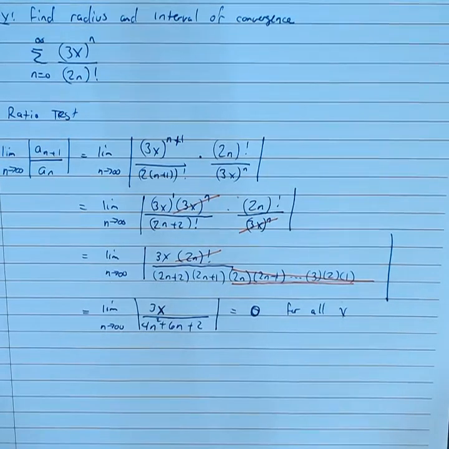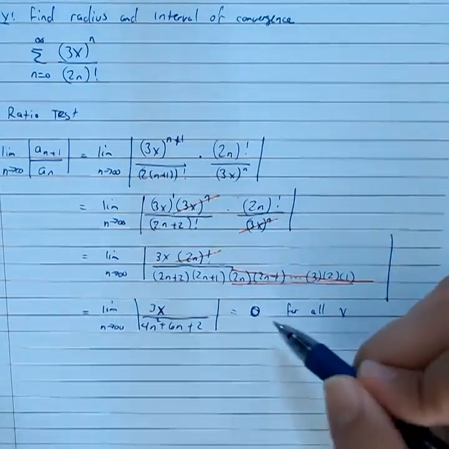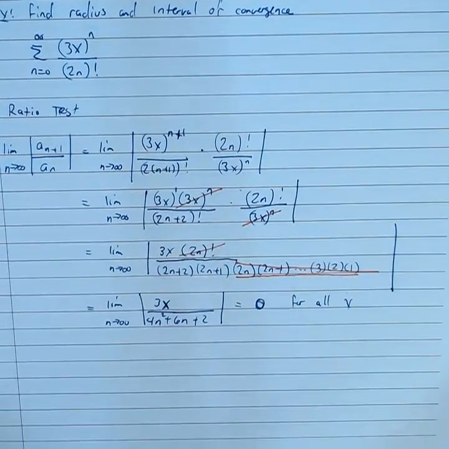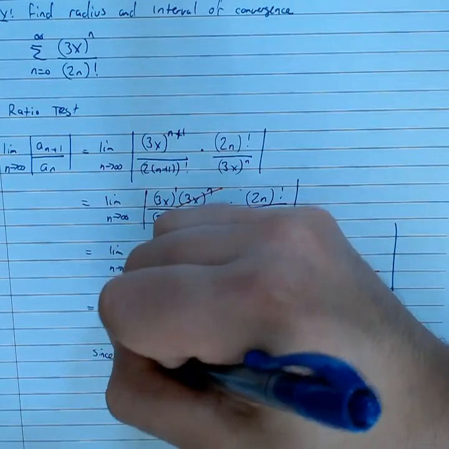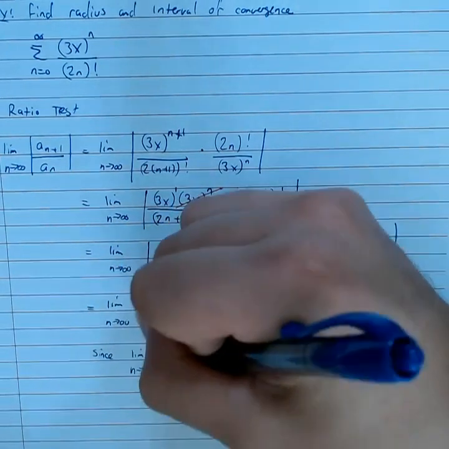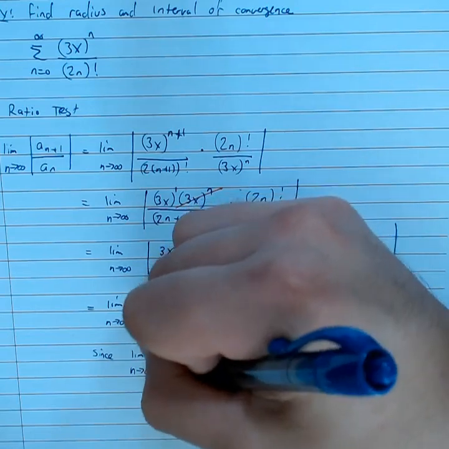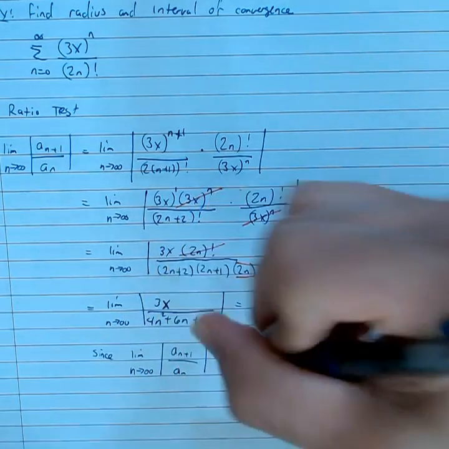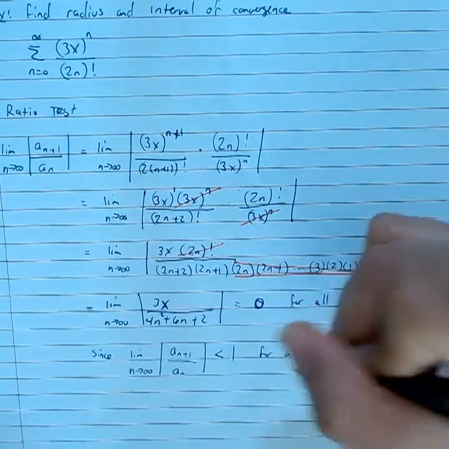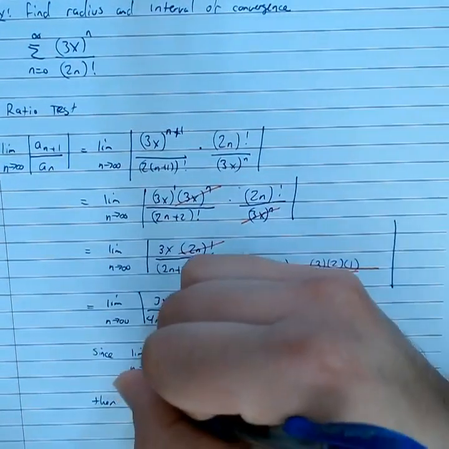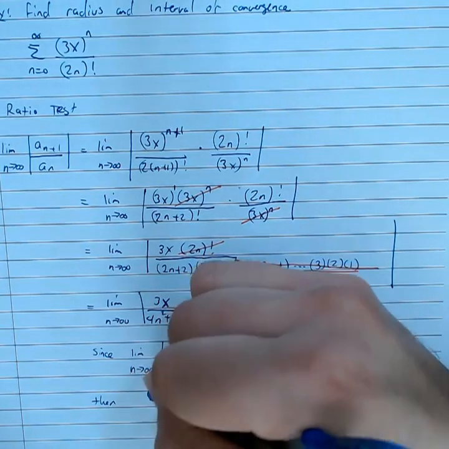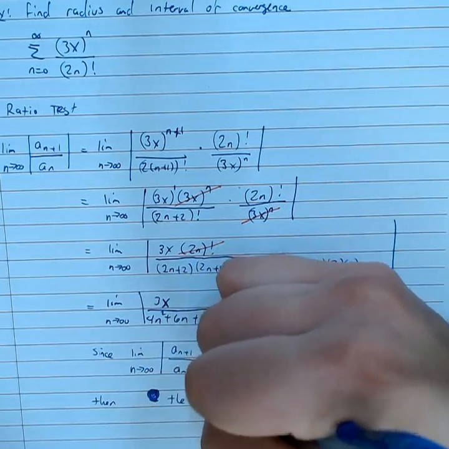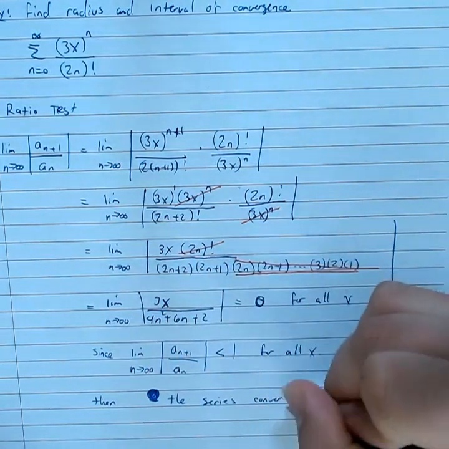It'll go to 0. Oh, but now we know that as long as this number right here is less than 1, then we know the ratio test shows us convergence. Since the limit as n approaches infinity of the absolute value of a sub n plus 1 over a sub n is less than 1 for all x, then that means that the power series, here, let me just write, then the series converges for all x.